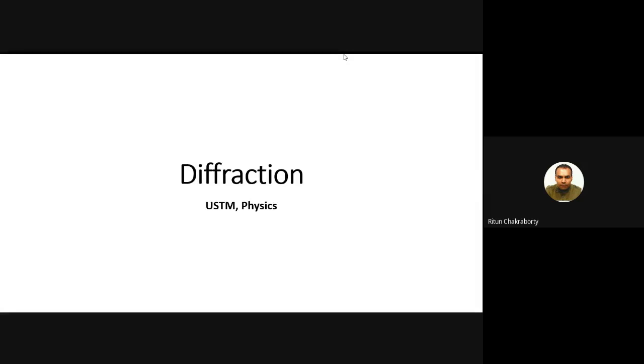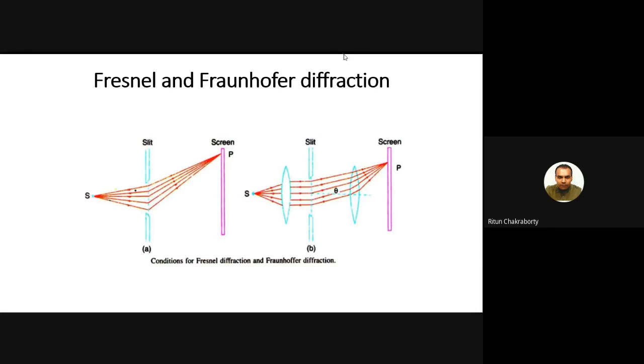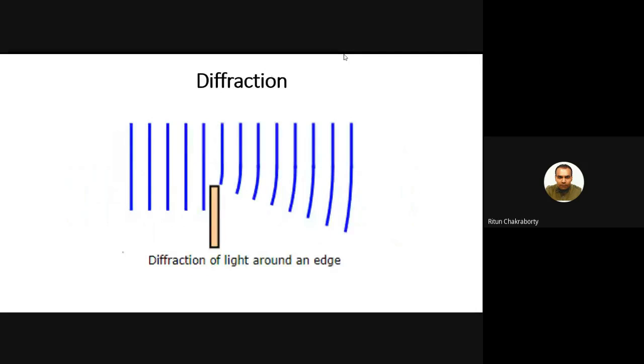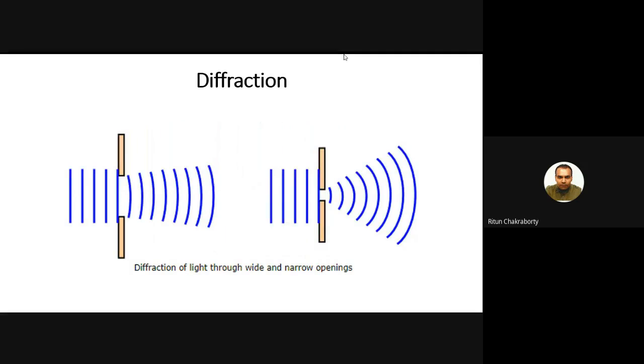So diffraction. This is Fresnel and Fraunhofer diffraction. We'll come to this later. So this is the thing which we have been talking about. Let me read the figure caption: diffraction of light through wide and narrow openings.